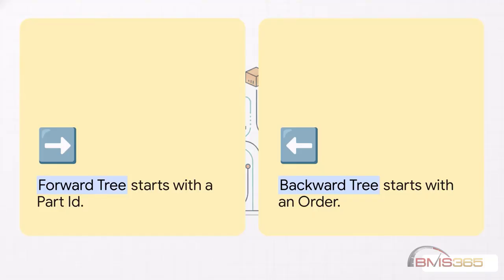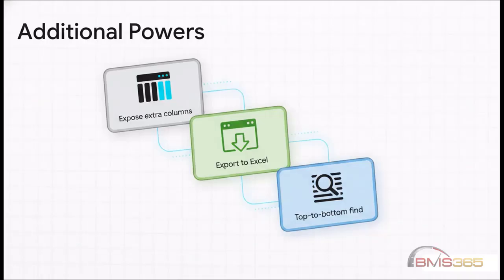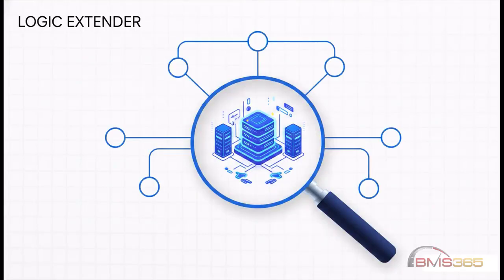So forward tracking reveals the part's destiny, while backward tracking completely uncovers the product's origin. Beyond the basics, these trees pack a punch with Excel exports and a built-in search mechanism. Craving even deeper database details? Well, the Logic Extender tool seamlessly adds them right into your view.